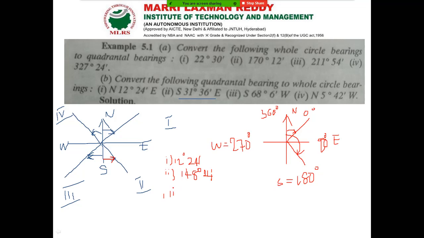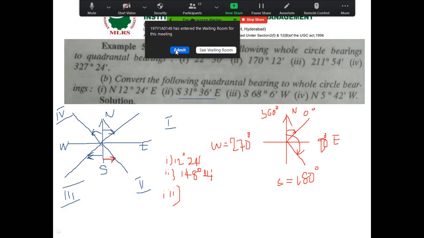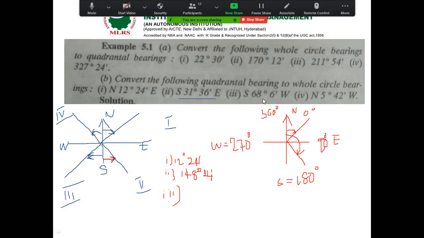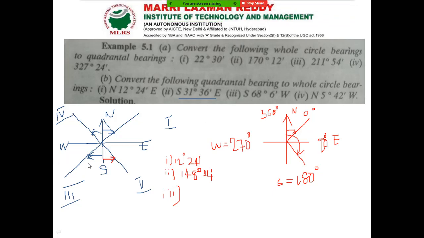And the third value lies in the third quadrant. The value is south 68 degree 6 minutes. The value is between 180 degree to 270 degree, so we have to add 180 degree along with that 68 degree 6 minutes, so that we are getting the value as 248 degree 6 minutes as a whole circle bearing, from the north.